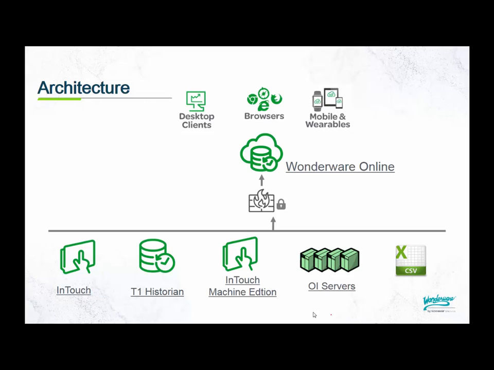Next, we're going to talk about how to get data directly from an OI server, or basically one of our drivers, to push data directly to Wonderware Online. We don't need any other piece of software to do that. Basically, with an OI server, the Wonderware Historian Publisher, we can configure that, and it's going to start streaming data up to Wonderware Online. So let's take a look at this configuration here for the OI servers.